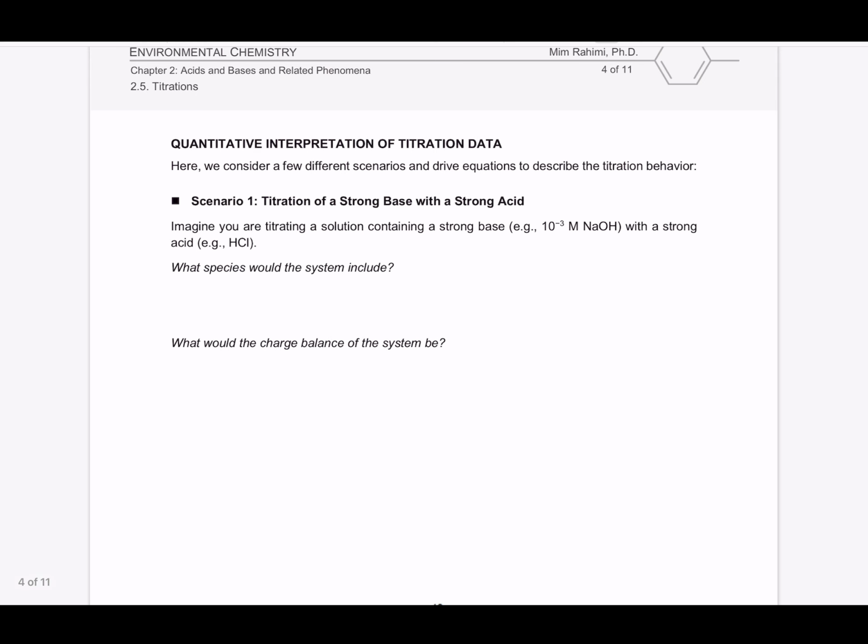Because this is one of those cases where we already know the speciation. H plus and OH minus, as always. Na plus that existed in the sample, and Cl minus that we're introducing to the system. And what is the initial pH of this sample before we add acid?